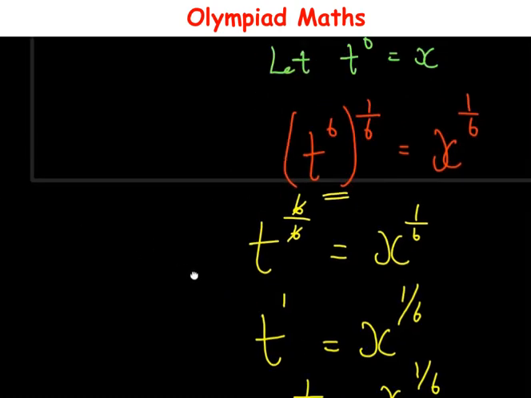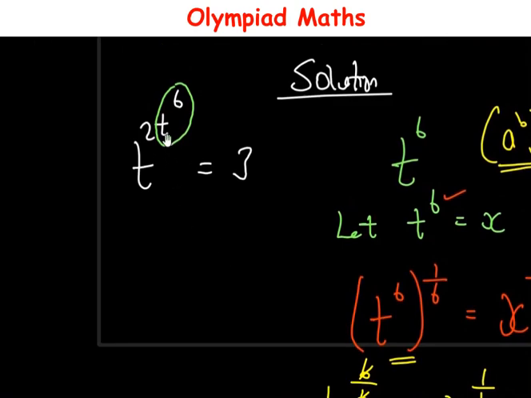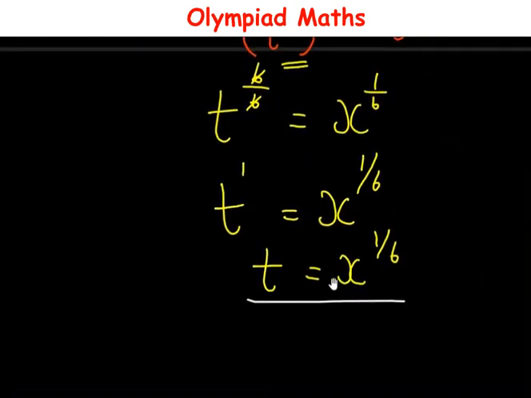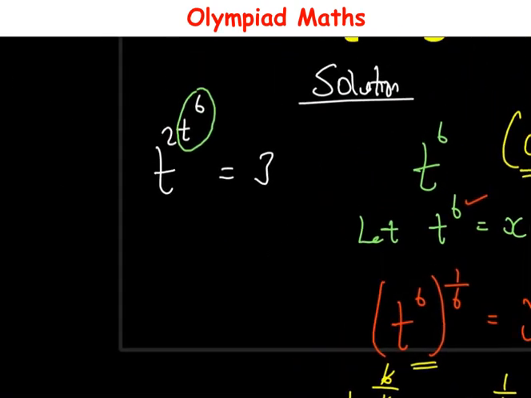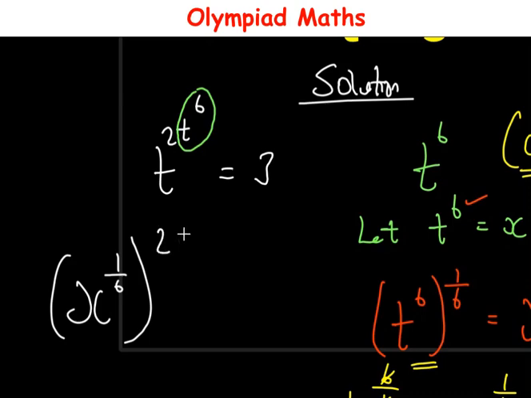So back to the question, in place of t, we're going to bring in x power of 1 over 6. So this then becomes x power of 1 over 6 to replace t right here. Then we have raised to power 2 times t, which is x power of 1 over 6, then all raised to power 6 is equal to 3.